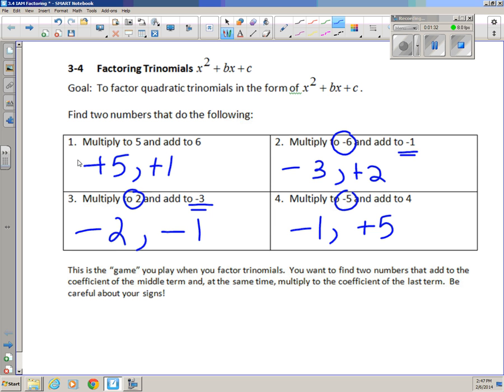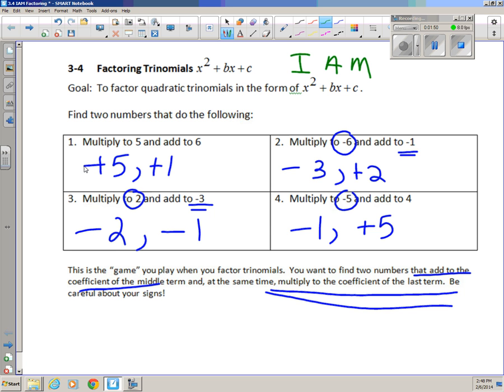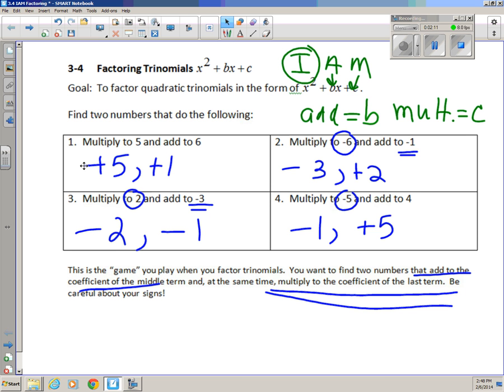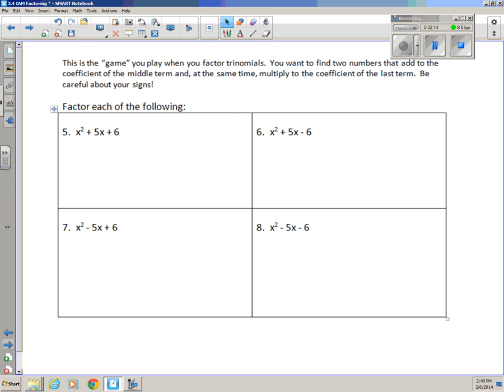What you want to be able to do is find two numbers that add to the coefficient of the middle term and at the same time multiply to the coefficient of the last term. This is something that we call IAM, and IAM is spelled I-A-M, I being I have to, or Roman numeral 1, but I have to what? I have to add two numbers that'll equal the coefficient of the middle term, and at the same time, I have to find two numbers that multiply to be the last term, or the coefficient of the last term. Okay, so I have to add to the middle number and multiply to the last number.